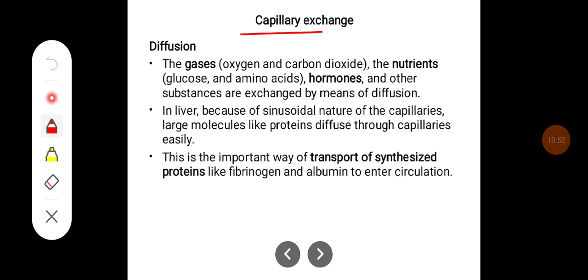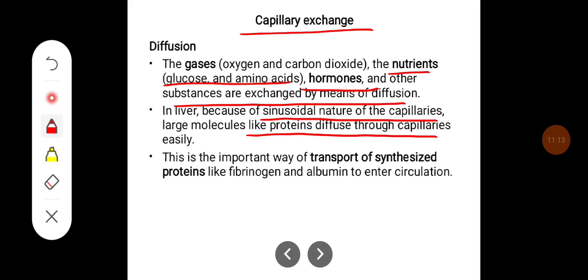Coming to capillary exchange, it occurs mainly by diffusion. The gases, that is oxygen and carbon dioxide, and nutrients, that is glucose and amino acids, hormones, and other substances are exchanged by means of diffusion. In the liver, because of the sinusoidal nature of the capillaries, large molecules like proteins diffuse through capillaries easily. This is the important way for synthesized proteins like fibrinogen and albumin to enter circulation.